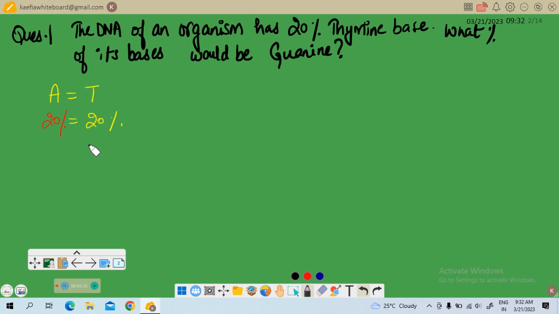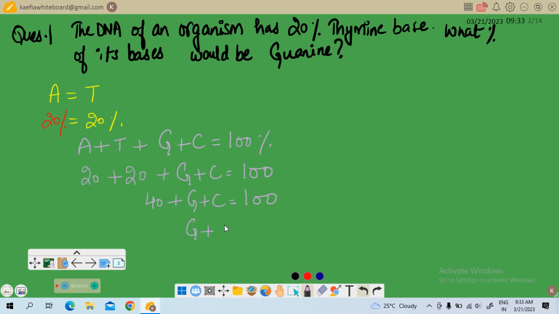Here they are asking about guanine, right? So A plus T plus G plus C is equal to 100%, which is the total of all bases. A is 20, thymine is 20, G plus C we don't know, is equal to 100. So this will be 40 plus G plus C is equal to 100. Then G plus C will be 100 minus 40, that will be 60%.